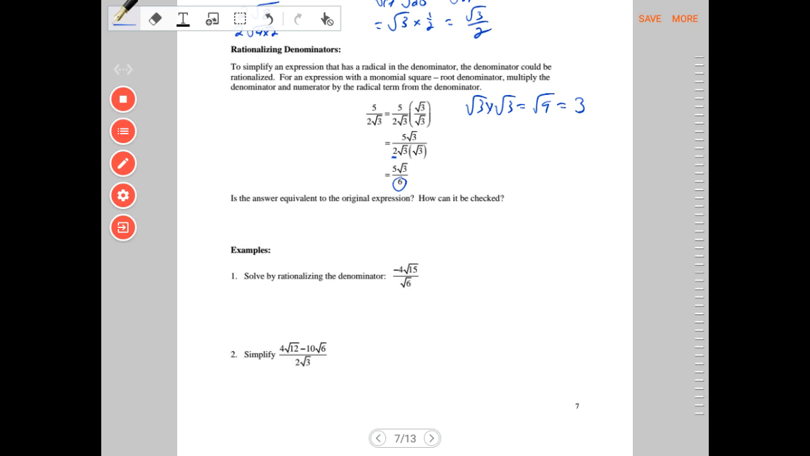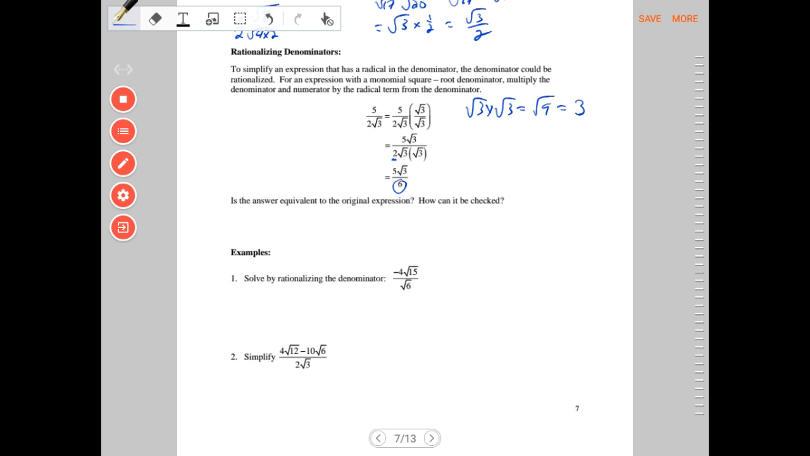Well, remember again that you can always write things as decimals. So on your calculator, just type in 5 divided by 2 root 3 in brackets and get the decimal. Do the same thing with 5 root 3 divided by 6. And you should get the same decimal in both cases, in which case you know that you have the right answer. Okay, so convert both to decimals.